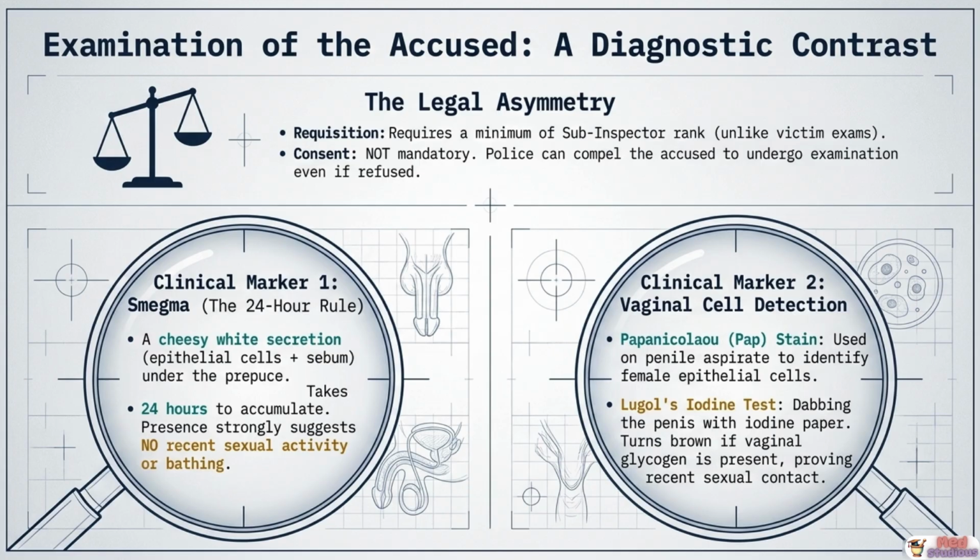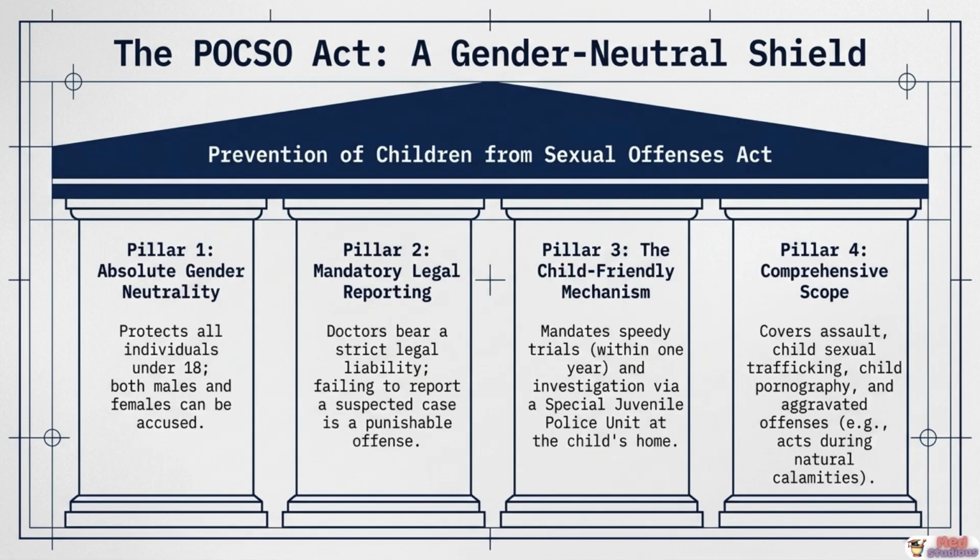The Protection of Children from Sexual Offenses Act, universally known as POCSO, enacted in 2012 and strengthened by amendment in 2019, is India's most comprehensive legislative instrument for protecting children from sexual abuse. It operates as a gender-neutral shield resting on 4 foundational pillars.